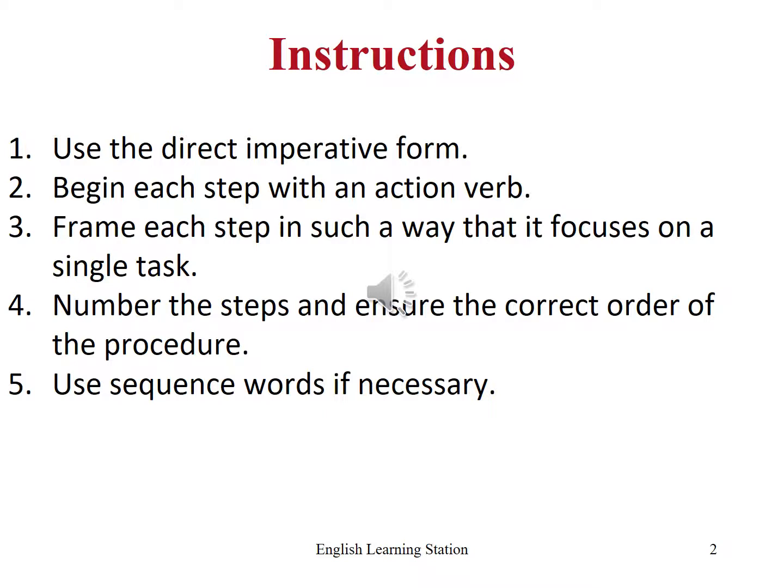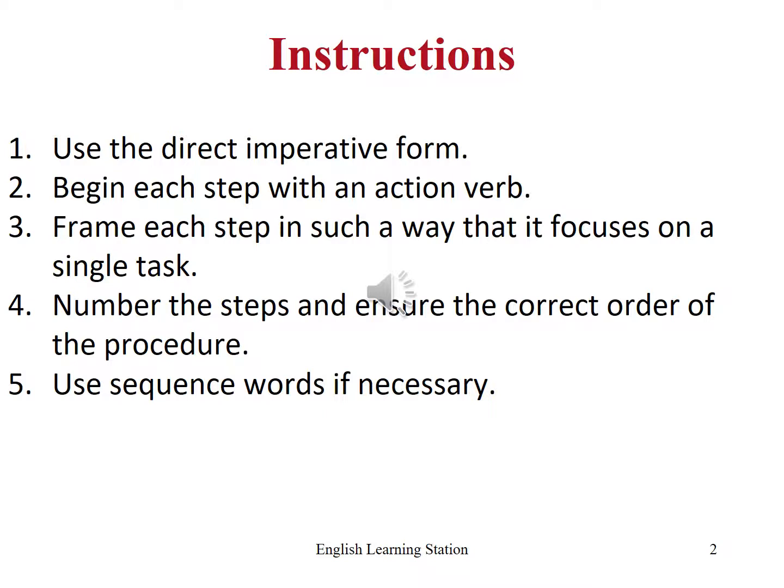Number 4. Number the steps and ensure the correct order of the procedure. So what do we mean by ensuring the correct order of the procedure? While writing instructions to be followed in a chemical engineering laboratory, the instructions should be sequenced in such a way that the instructions that are to be followed before entering the lab should be written first. Then, the instructions to be followed while working in the laboratory should be next. And after that, the instructions to be followed while leaving the laboratory should come.